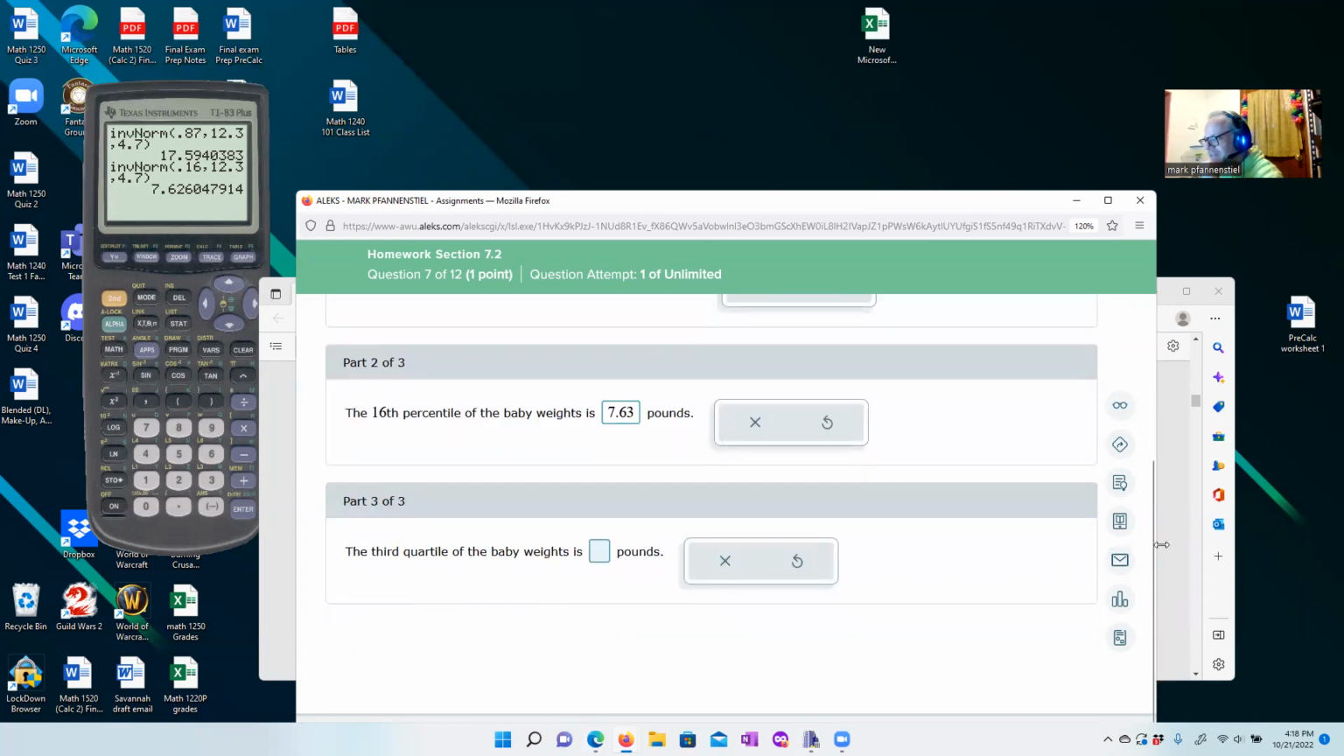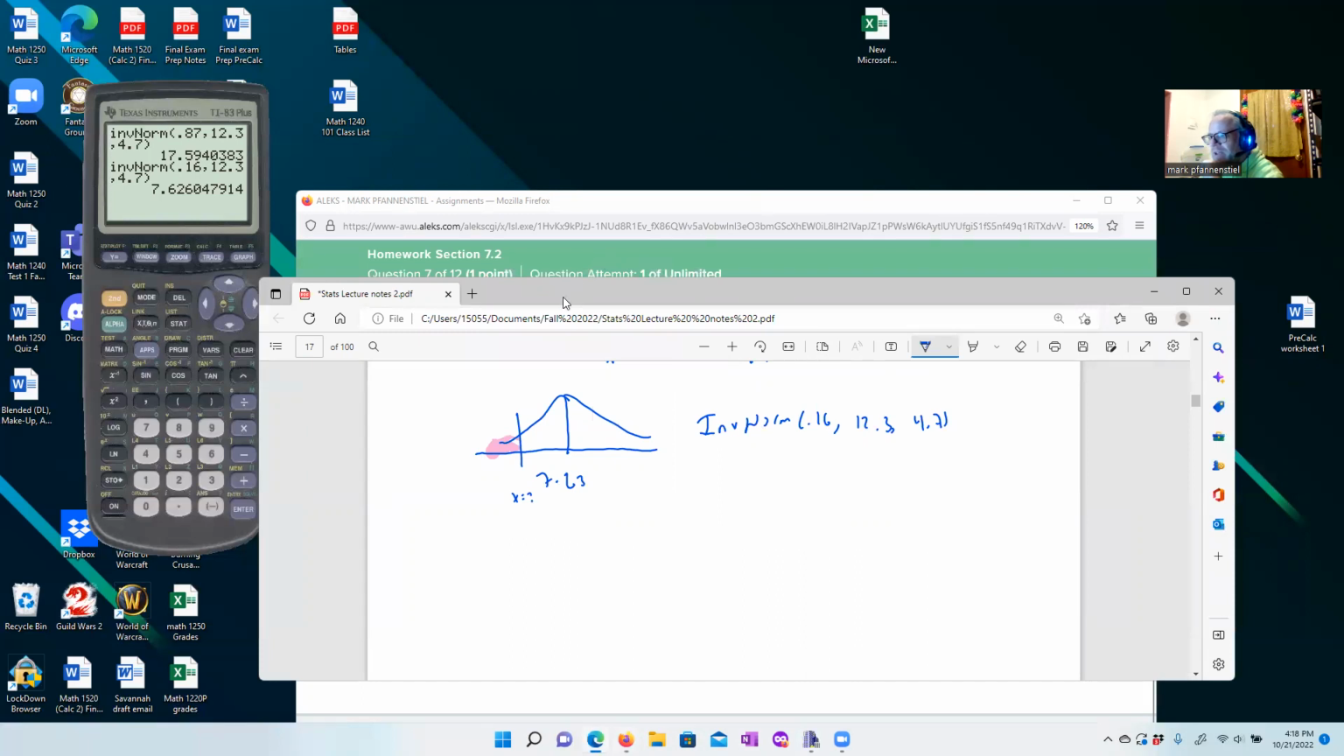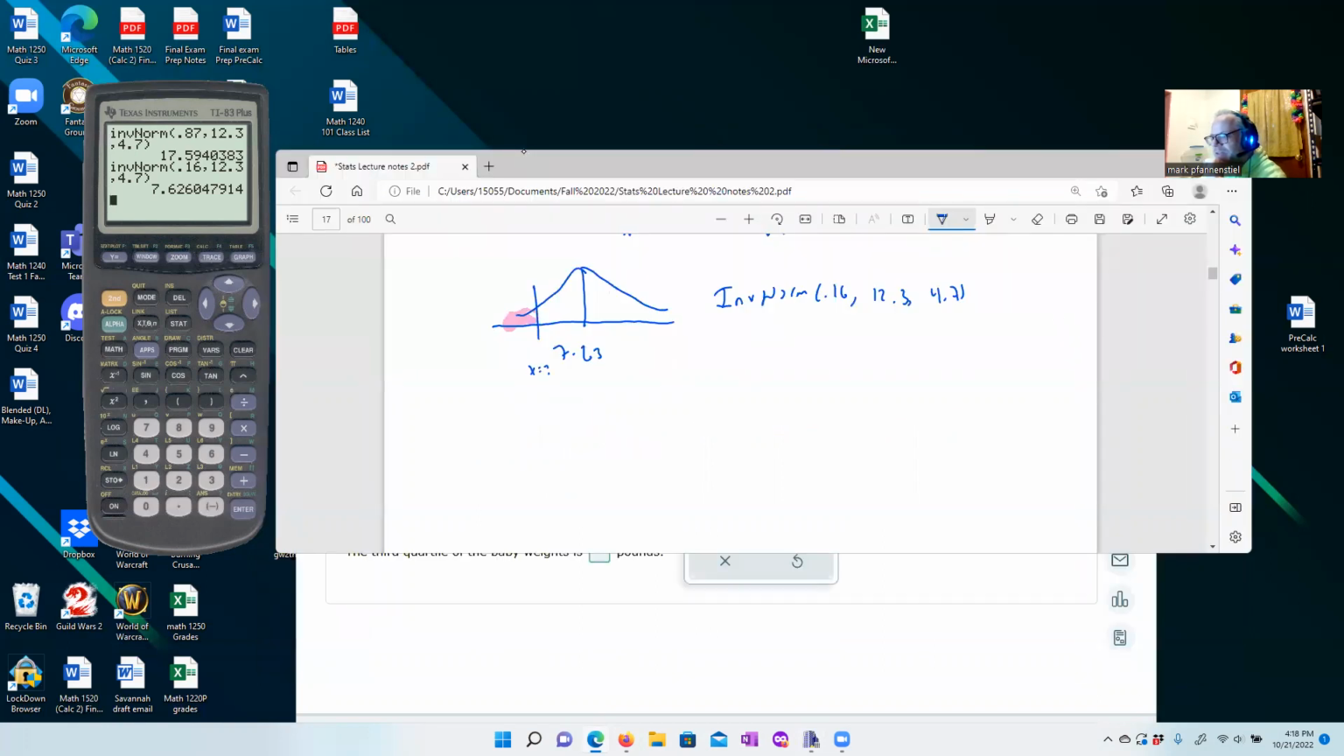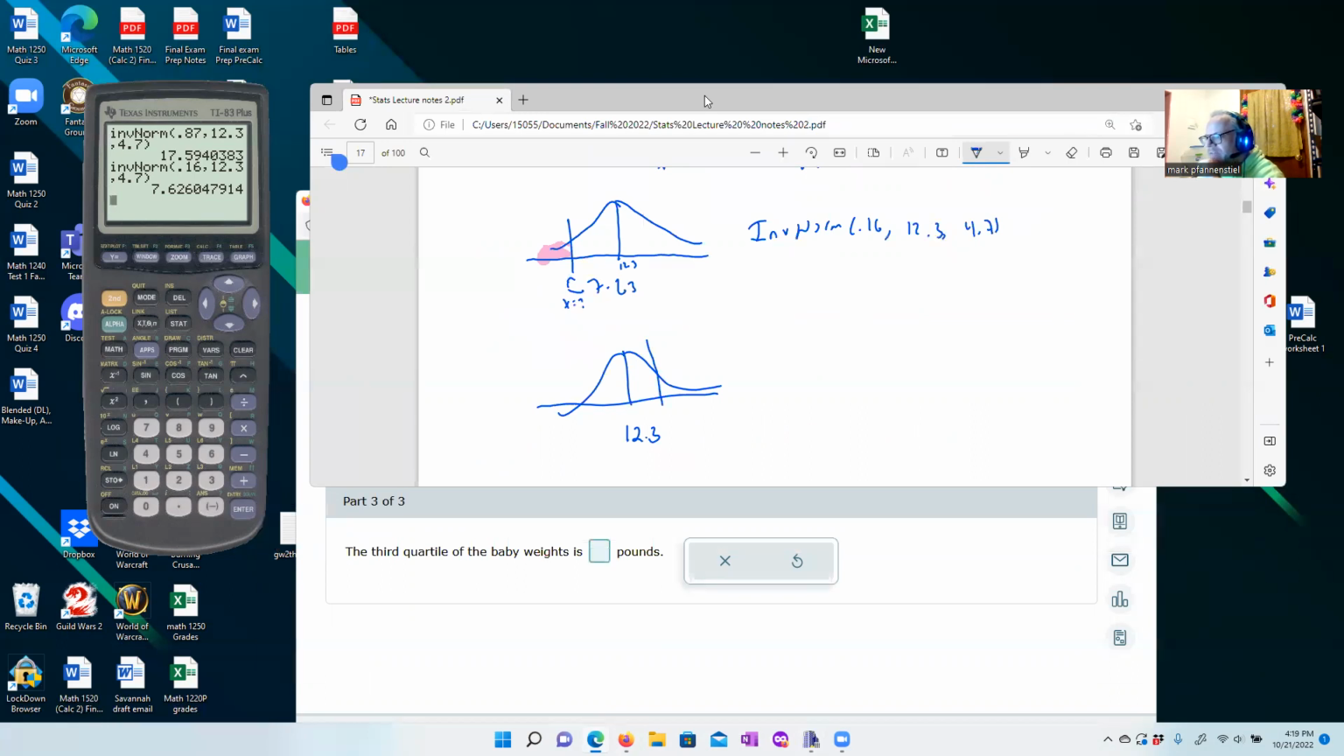Third quartile, that's a little bit more to the center. So we want the third quartile of the baby weights. We're going to again draw a little line here. We have 12.3 pounds, the mean, at this line here. They want the third quartile. What is the third quartile? How much is 3/4? It's 0.75. So I want to put a line here and say what weight is going to give us the 75th percentile.